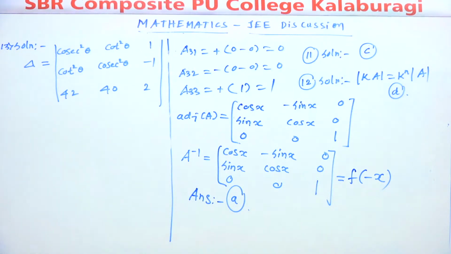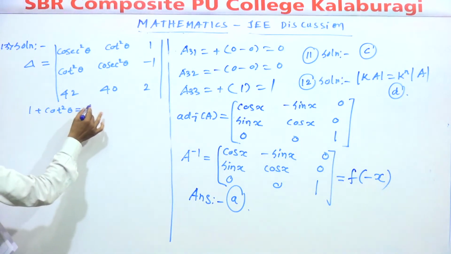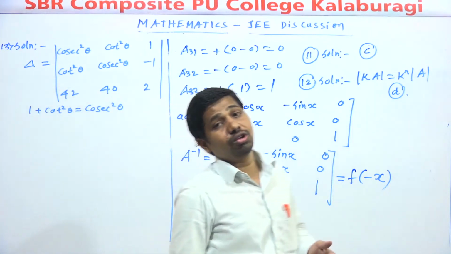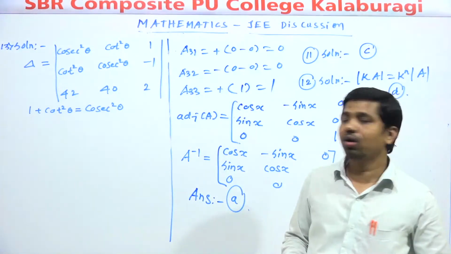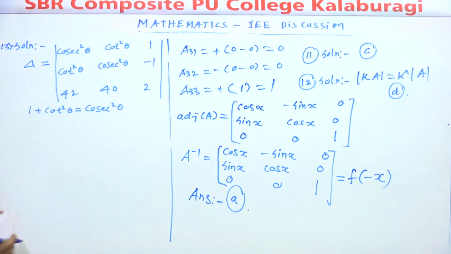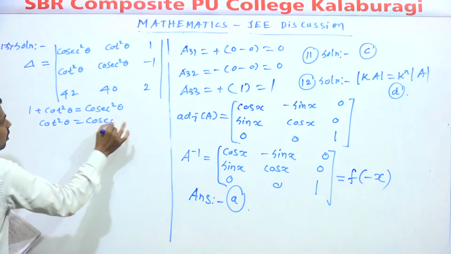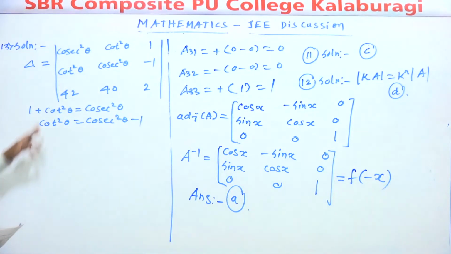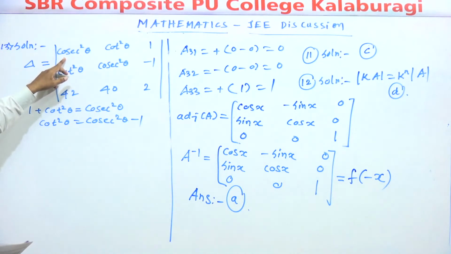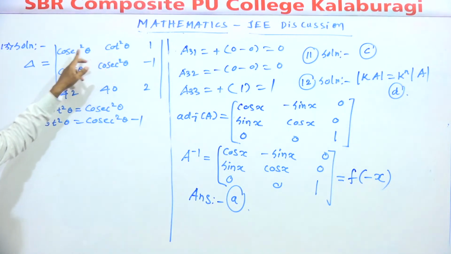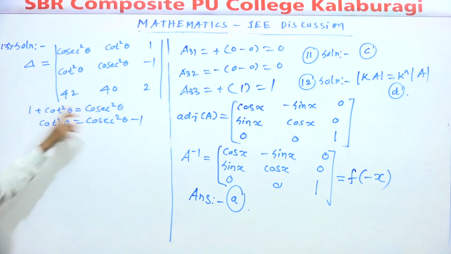So what value is this determinant asking for? We'll use the result: 1 plus tan square equals secant square, 1 plus cot square equals cosec square, and sin square x plus cos square x equals 1. Then cos square minus 1 gives the other term. So if I apply C1 changes to C1 minus C2 minus C3, C1 minus C2. What is cos square minus cos square? It is 1.